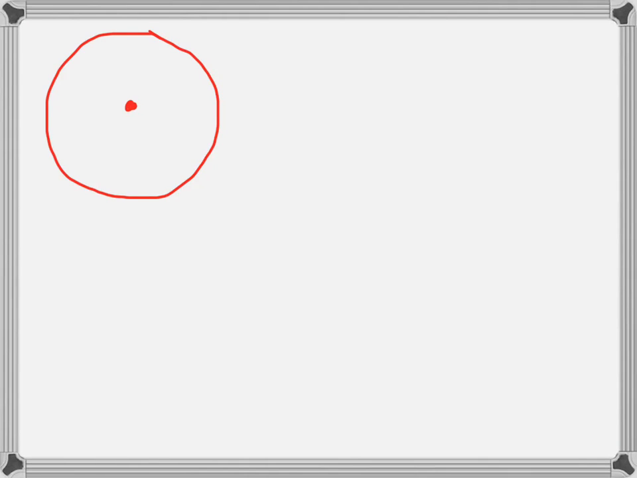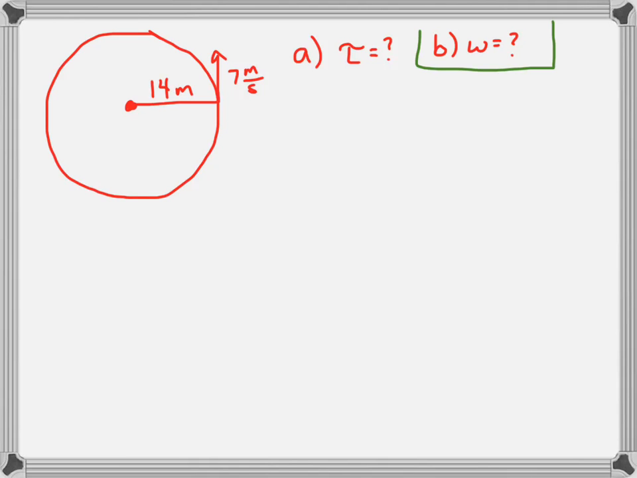So let's redraw the Ferris wheel. This is what I might do on my paper. This person has a linear speed of 7 meters per second, and is at a radius of 14 meters from the center of the circle. In part A, I have to calculate the period tau. That's the amount of time for one revolution. In part B, I have to calculate omega for those of you in AP. And in part C, we have to calculate the centripetal acceleration.